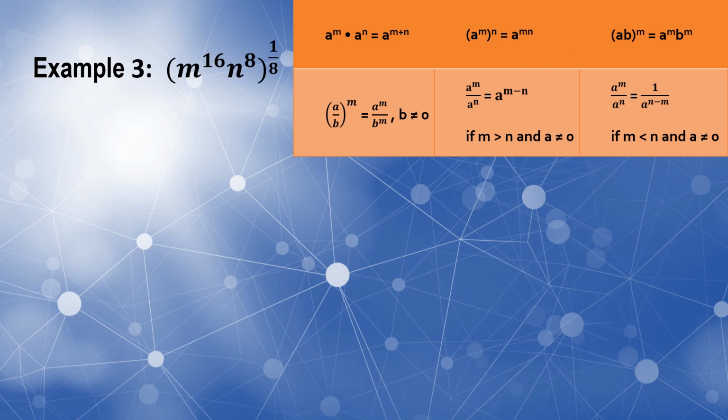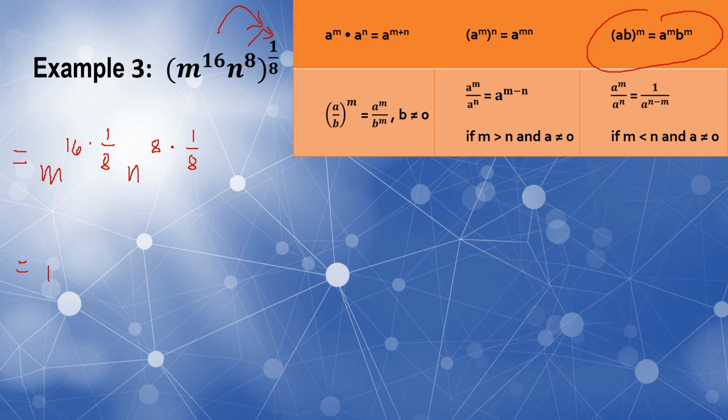Another example, we have m raised to the 16th power, n raised to the 8th power, quantity raised to 1/8. In this case, we will apply this law of exponent. So it means that we multiply the exponent of m to the exponent outside the parenthesis, which is 1/8. Same with the exponent of n, which is 8. We multiply it to 1/8.